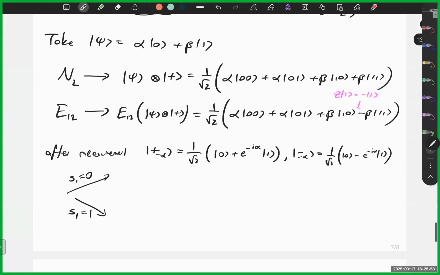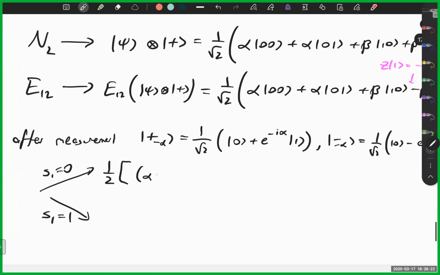So if we collapse the first one, and since we are concerned with the destructive measurements, we are also going to trace out the first part after the measurement. So we are going to be left with the 1 over 2. And since we are not normalizing it, there's no issue. So alpha plus E alpha beta 0 plus alpha minus E alpha beta 1.